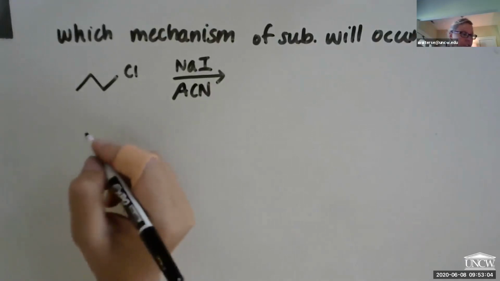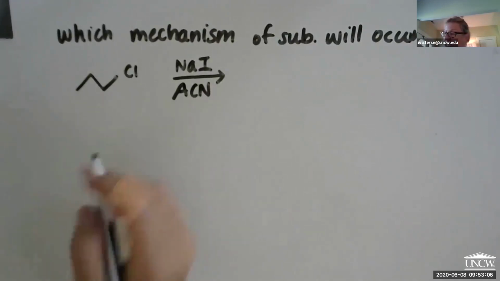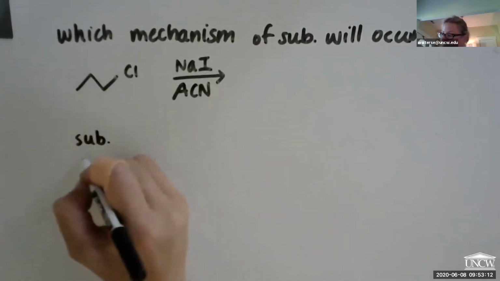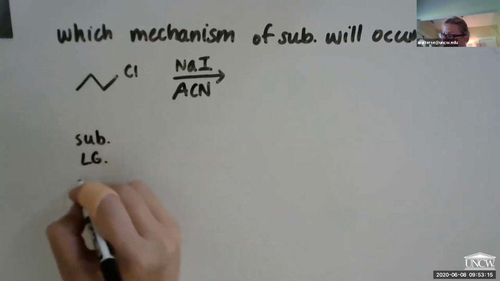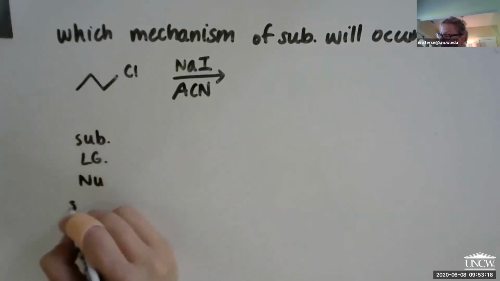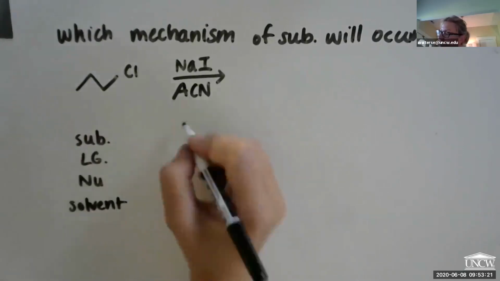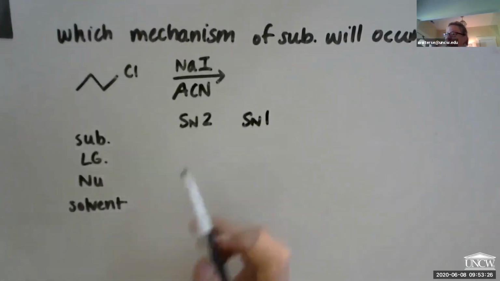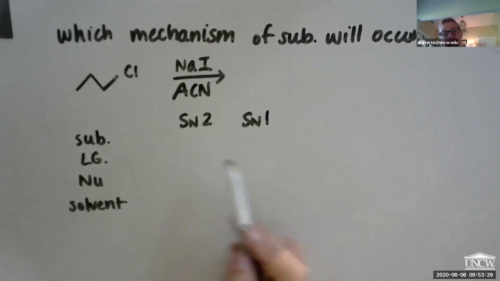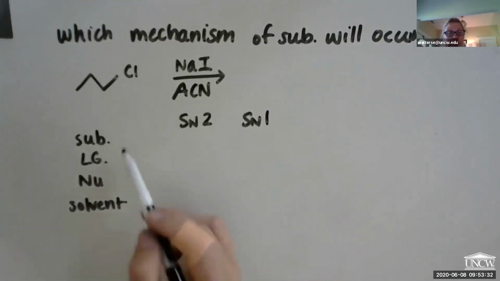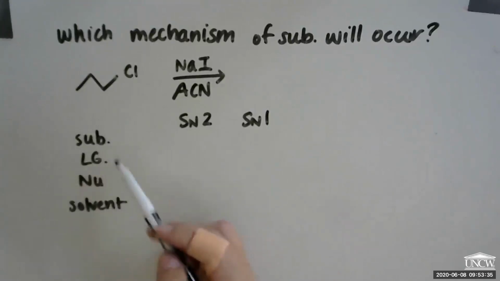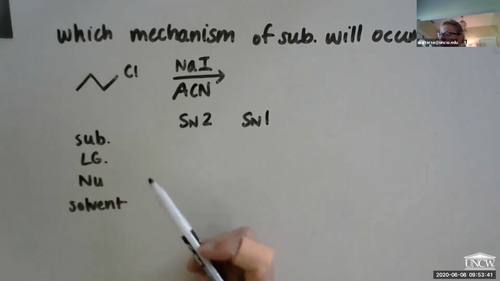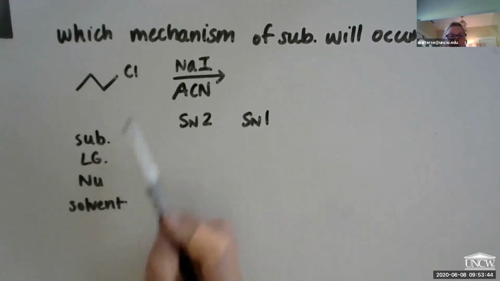Okay. So the way that I want you to do this, even if you automatically know, I want you to write substrate, leaving group, nucleophile, solvent. And then I want you to write SN2, SN1. And we're going to put check marks underneath the mechanism that each one of these considerations will support. Now, the easiest one to consider first is your leaving group.